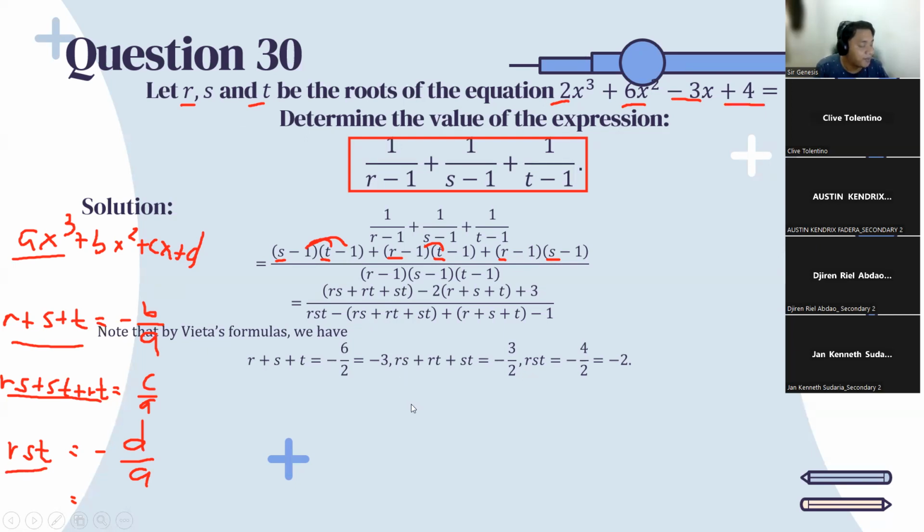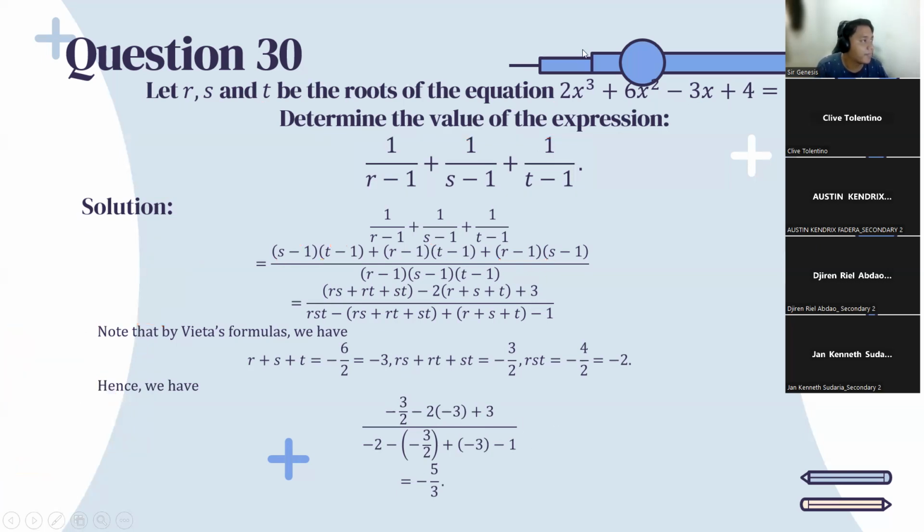Okay, so you can just simplify that one. Hence, you have negative 3/2 minus 2 times negative 3 plus 3, divided by negative 2 minus the quantity negative 3/2 plus negative 3 minus 1, which when simplified will give you negative 5/3. So the answer for question 30 is negative 5/3.